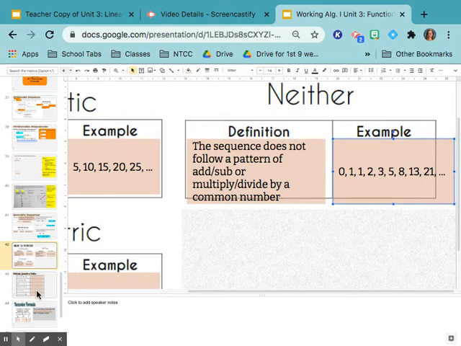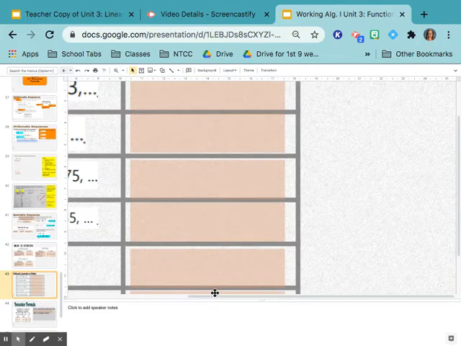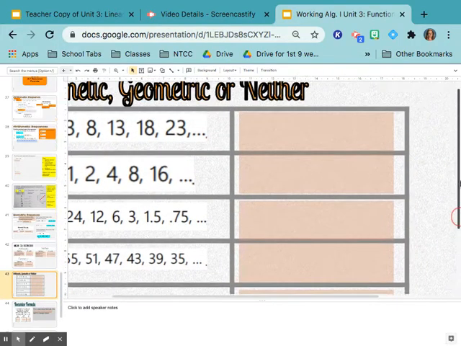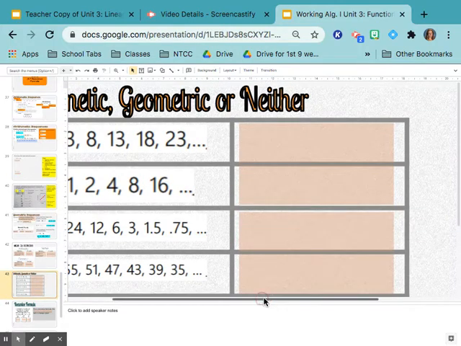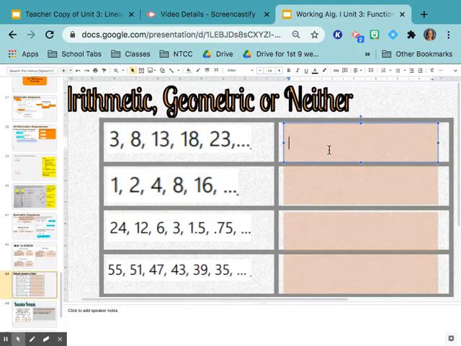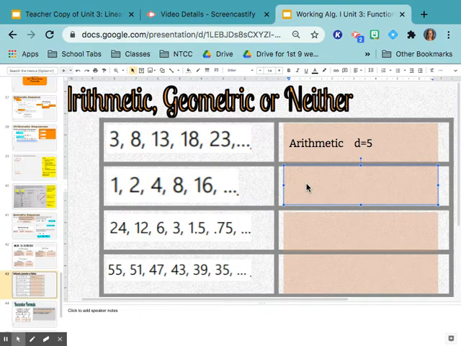All right, last slide for today, 43. Arithmetic, geometric, or neither? Let's look at this first one. 8, 13, 18, 23. What is it? Okay, why? Because it adds by 5. Okay, so I'm going to put D equals 5, common difference, D equals 5, because you're adding by 5. We use the D for the common difference.